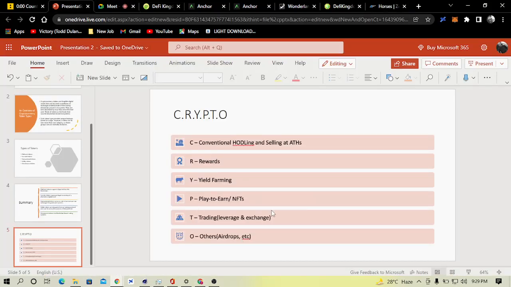Play to earn. I'm not going to waste more time on trading. I'm sure most of us have experienced trading one way or the other, exchange trading, leverage trading.